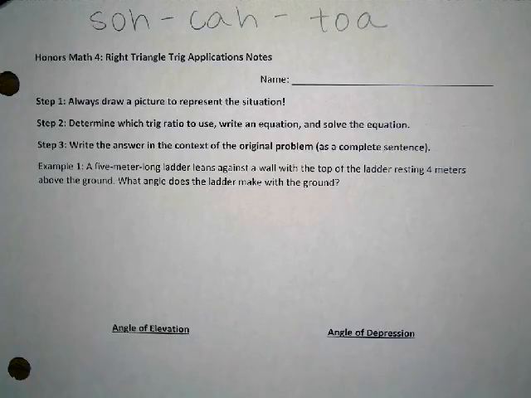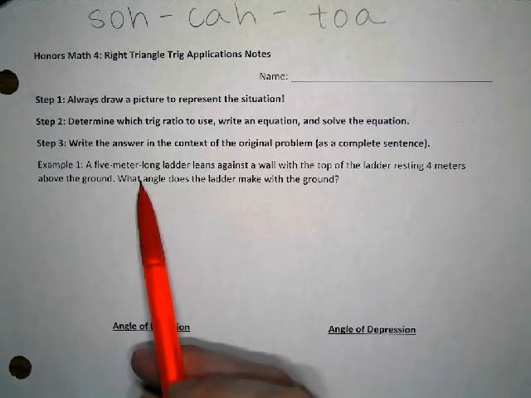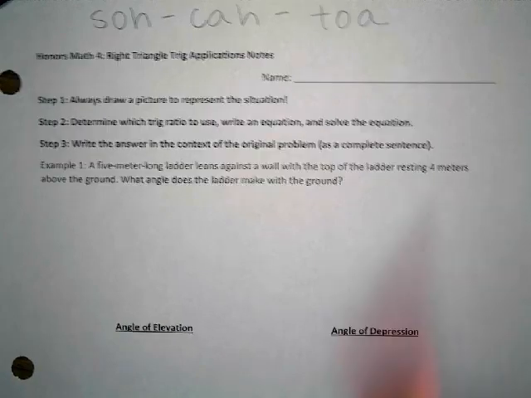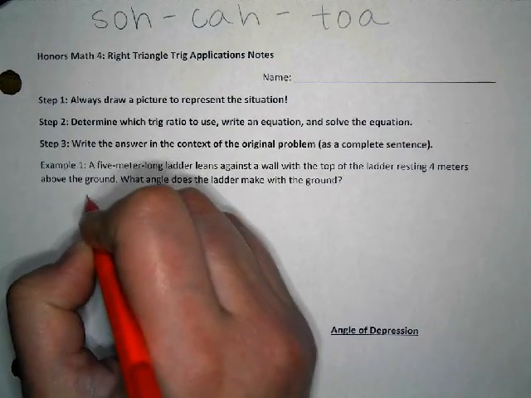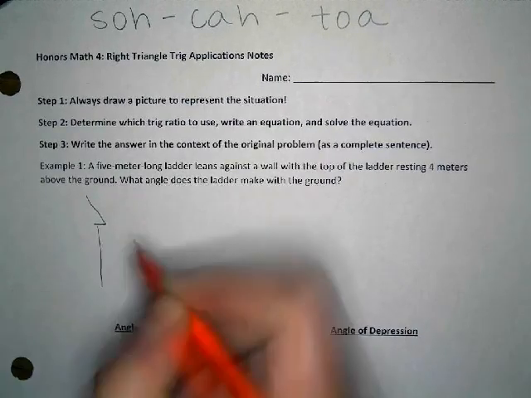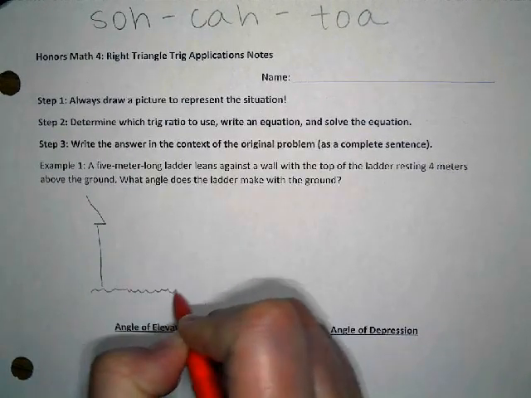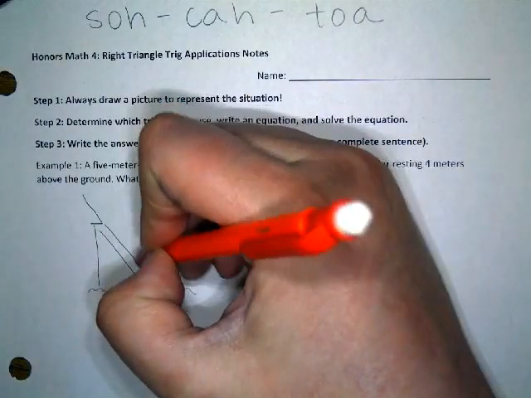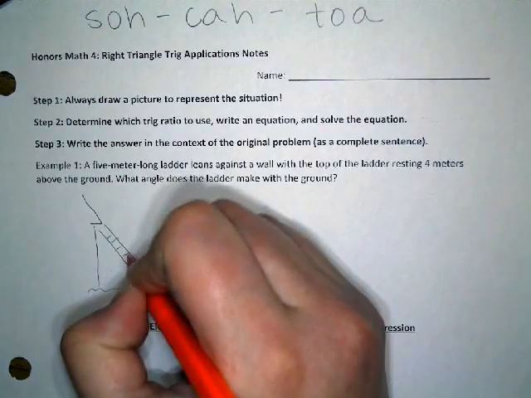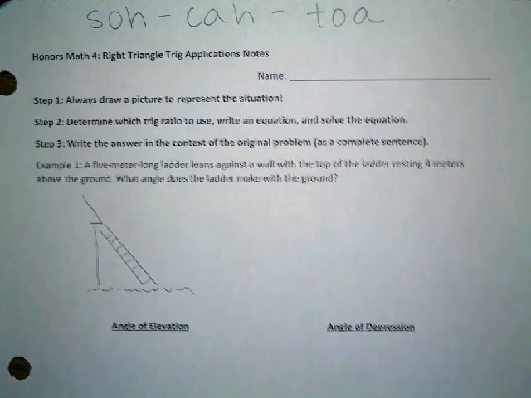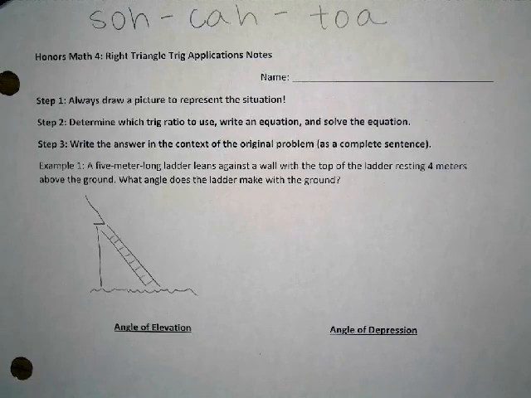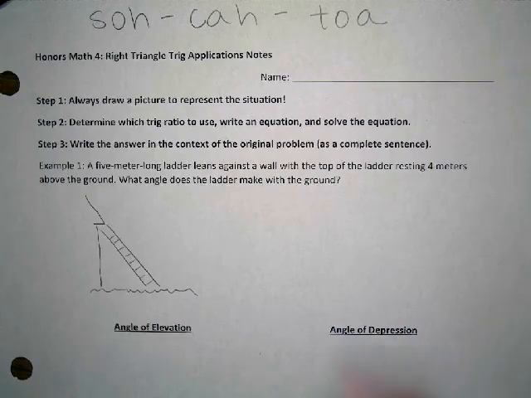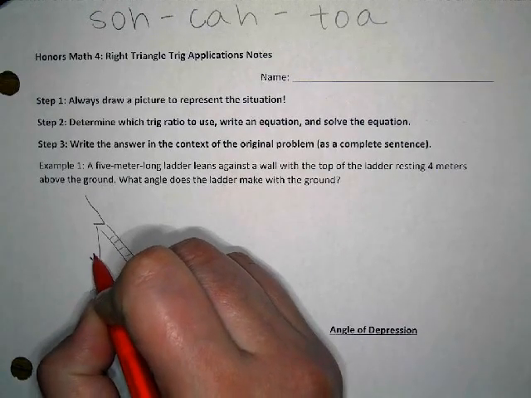Okay, so this first problem says a 5-meter long ladder leans against a wall with the top of the ladder resting 4 meters above the ground. So I'm going to draw like the side of a house, and here's some grass. Some good looking grass, and then here's my little ladder. It's leaning against the wall with the top of the ladder resting 4 meters above the ground. So this side is 4 meters.